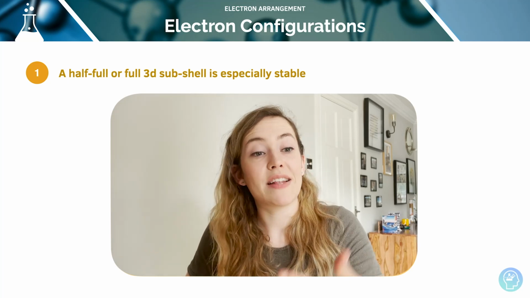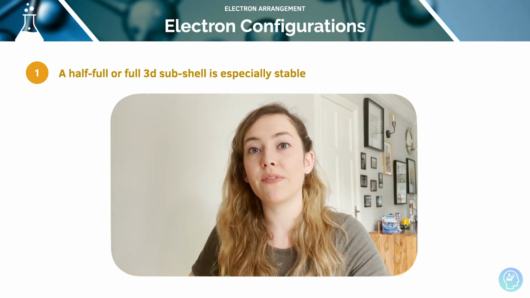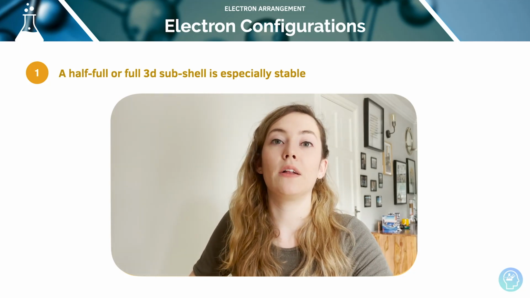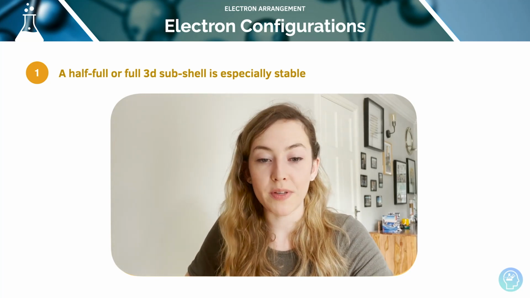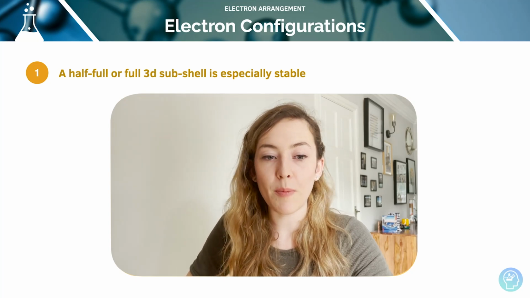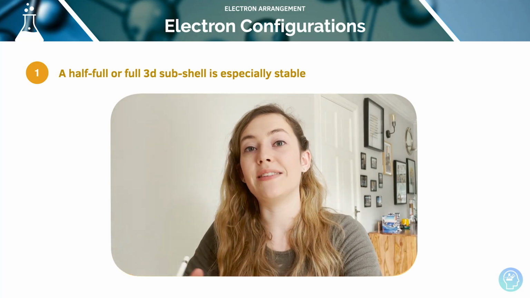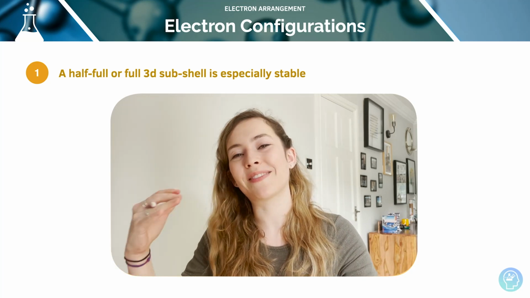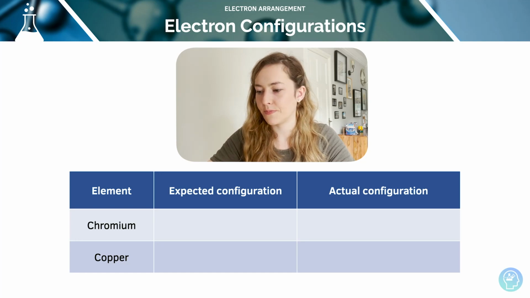Just to explain that a half full or a full 3d subshell is especially stable. And this is relevant for transition metals, which you probably won't touch on till year 13, but it is still worth knowing. So chromium and copper, they've got unusual properties as their subshells fill differently. So chromium and copper donate their 4s electrons to the 3d subshell. And that means that the 3d subshell is either full or half full, just because that's electronically more stable. Now, don't panic too much about this, because this is something that you pick up in more detail and you'll understand better when you study transition metals.